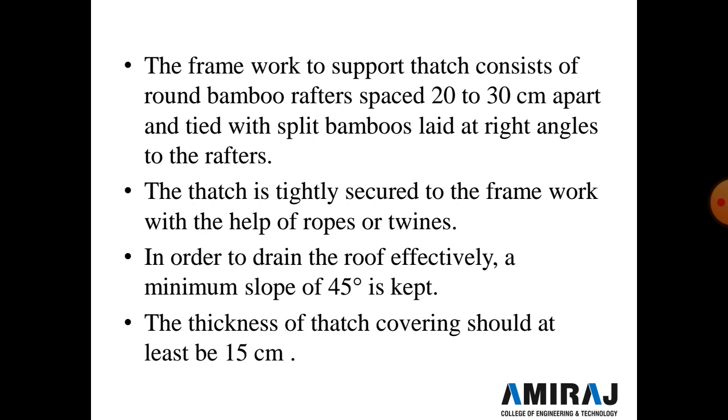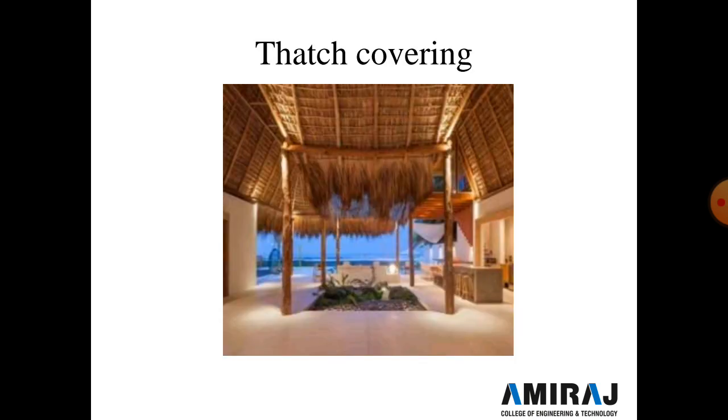In order to drain the roof effectively, a minimum slope of 45 degrees is kept, and the thickness of the thatch covering should be at least 15 centimeters. Here you can see the thatch covering. Generally this type of roof is constructed only in village areas.